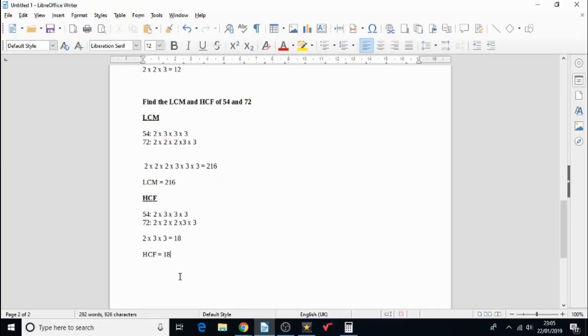And that's it. And that is how you find the lowest common multiple and the highest common factor of two numbers.